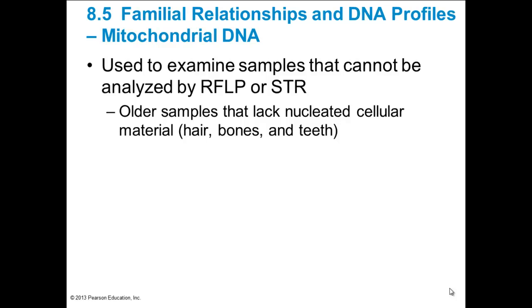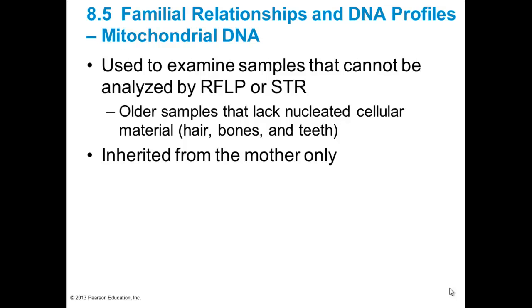These can't be analyzed by RFLP or STR because the mitochondrial genome is so much smaller. It's only 16,000 base pairs, and so an RFLP analysis is probably not going to be significant enough to identify an individual. This is for older samples, once the nuclear material has degraded. This would be hair, bones, and teeth, where mitochondrial DNA are left behind.